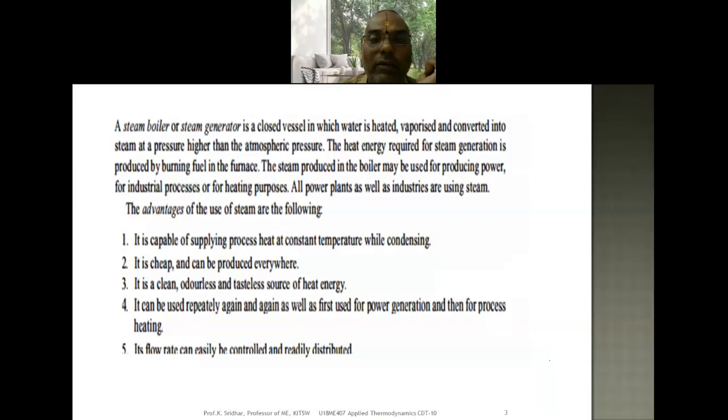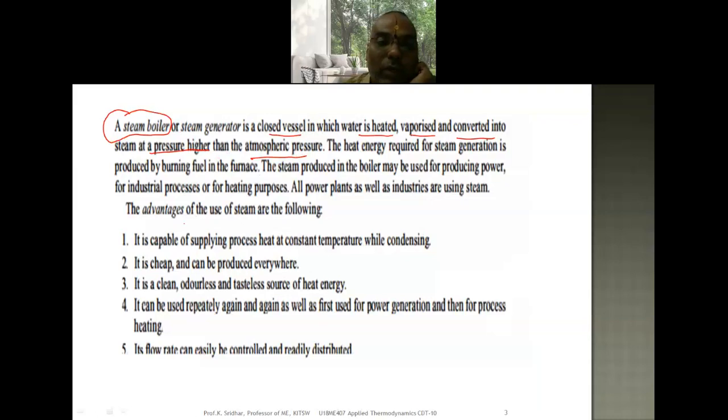How can you define a steam boiler or a steam generator? It is a closed vessel in which water is heated, vaporized and converted into steam at a pressure higher than atmospheric pressure. That is the basic function of a steam boiler. A steam generator is a closed vessel in which water is heated, vaporized and converted into steam at a pressure higher than atmospheric pressure.